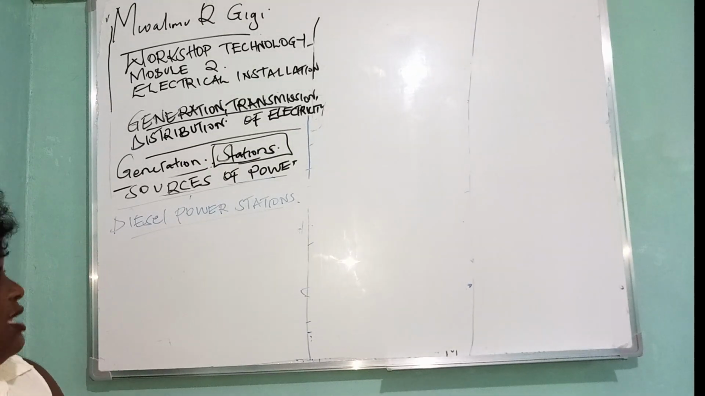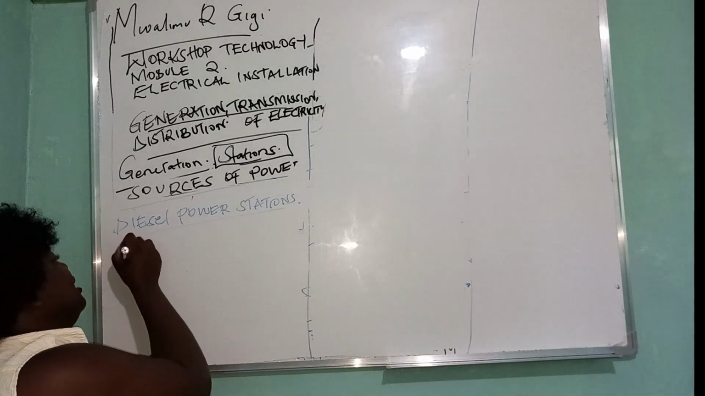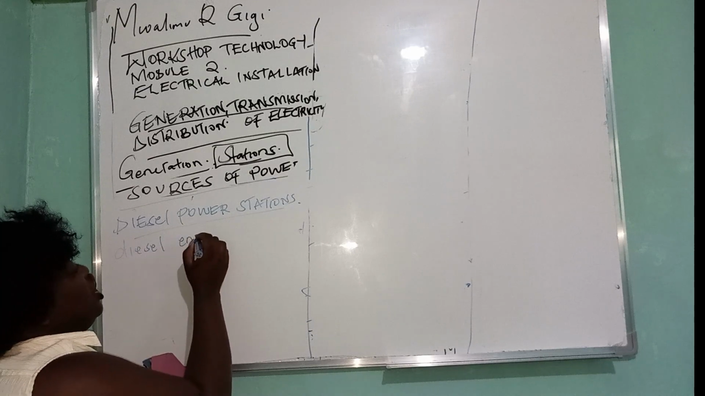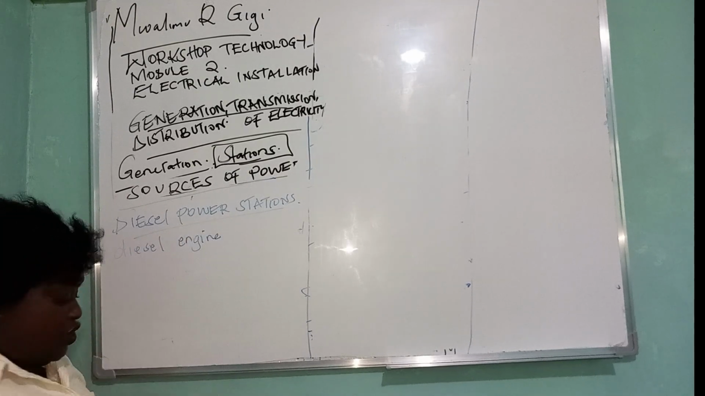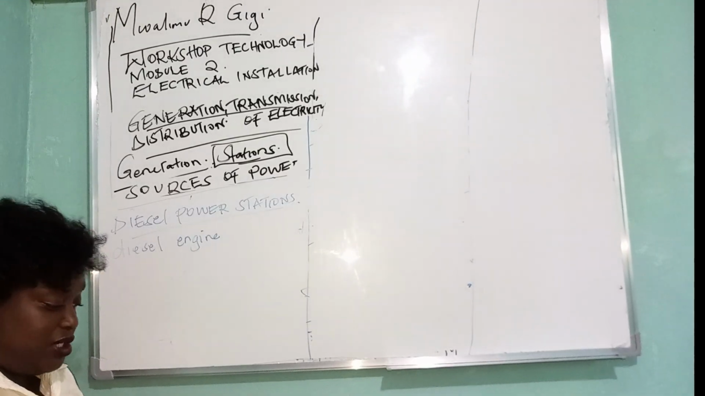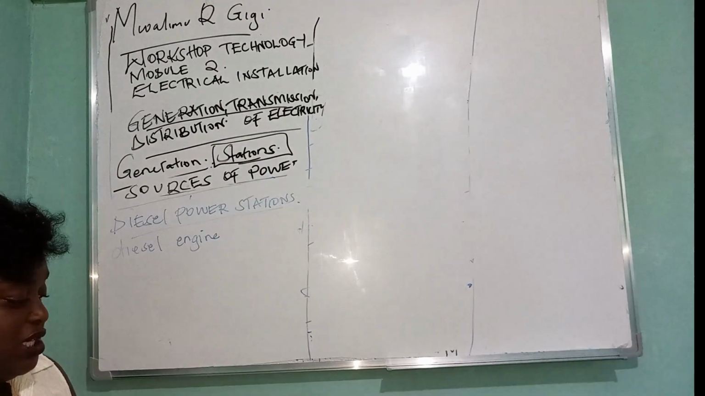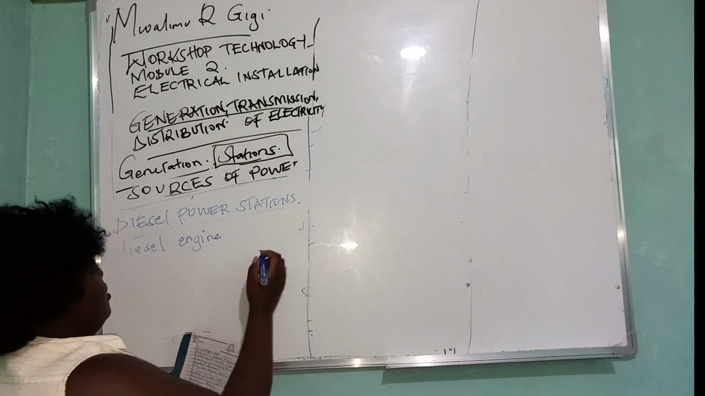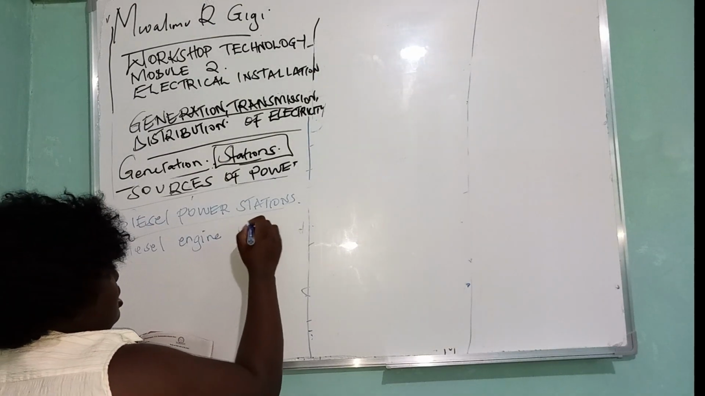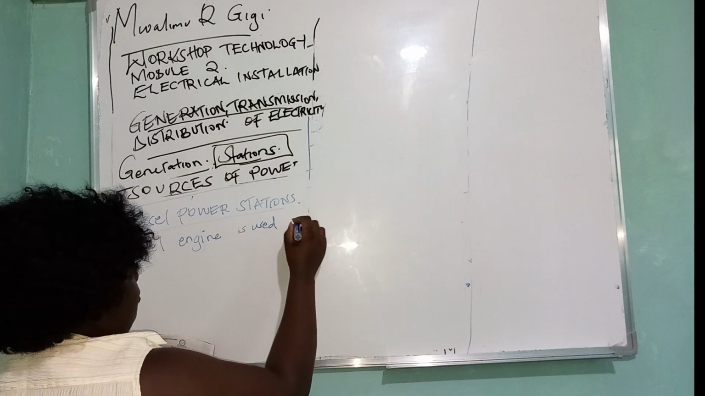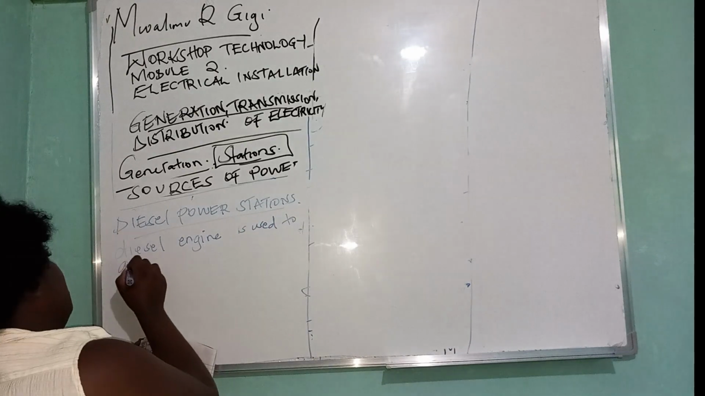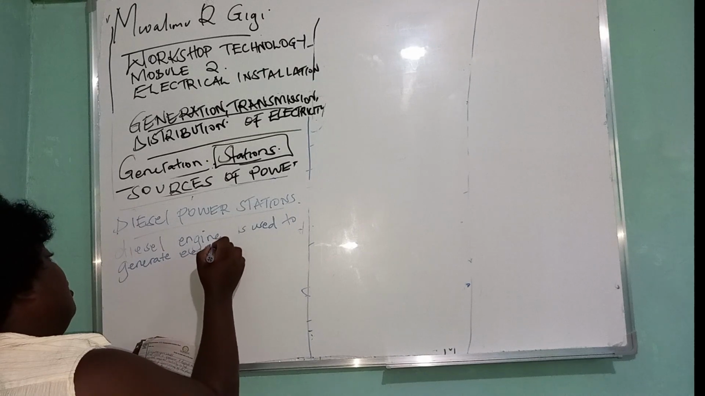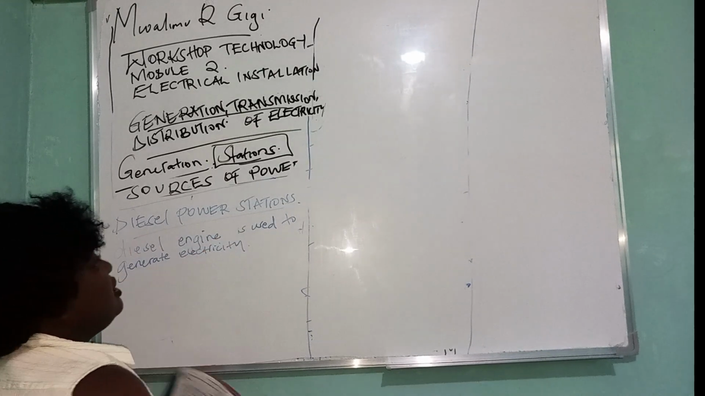So we can say that the diesel engine is used as a prime mover for generating electricity. So the diesel engine is used to generate electricity.